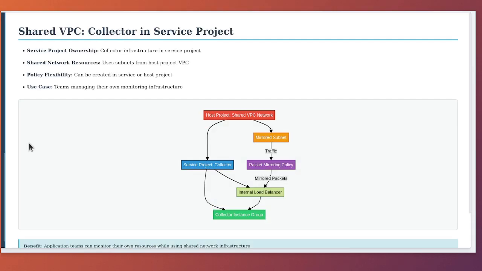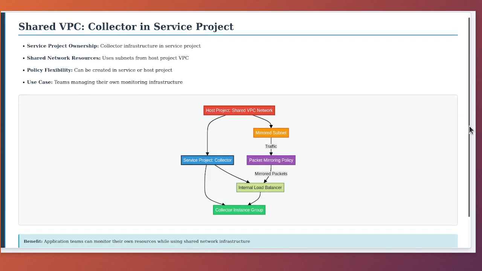Shared VPC Collector in Service Project. Shared VPC is a Google Cloud feature that allows multiple projects to share a common VPC network. In a shared VPC setup, there's a host project that owns the VPC network and subnets, and service projects that can use those shared network resources. This organizational model aligns well with enterprise structures where a central IT or networking team manages network infrastructure, while application teams operate in their own projects.